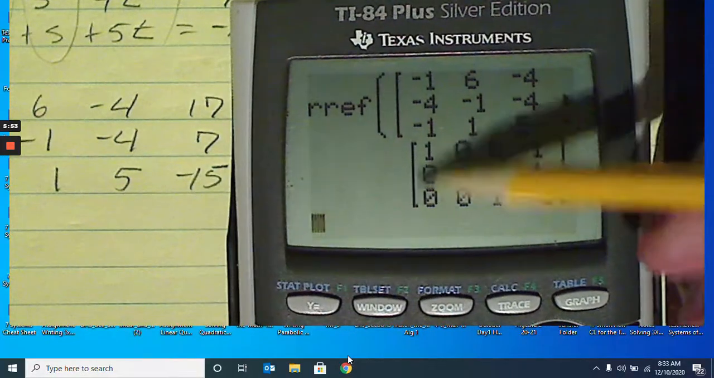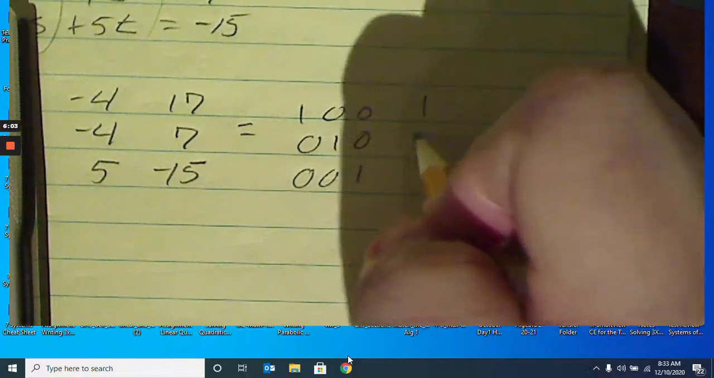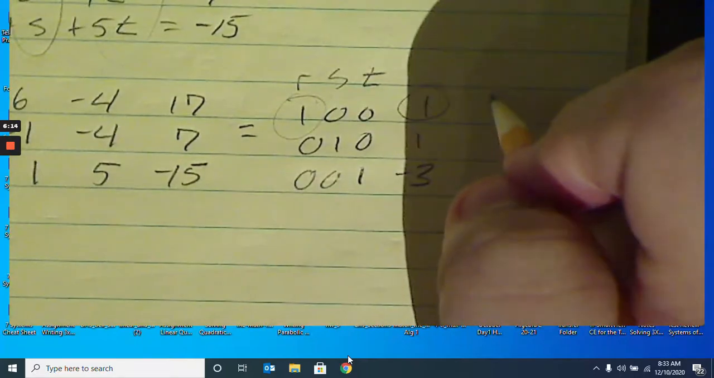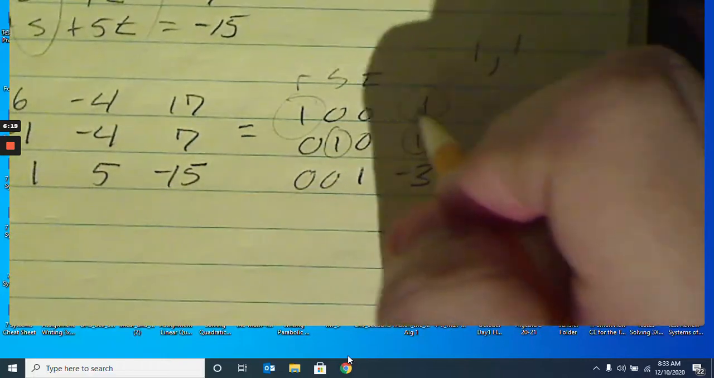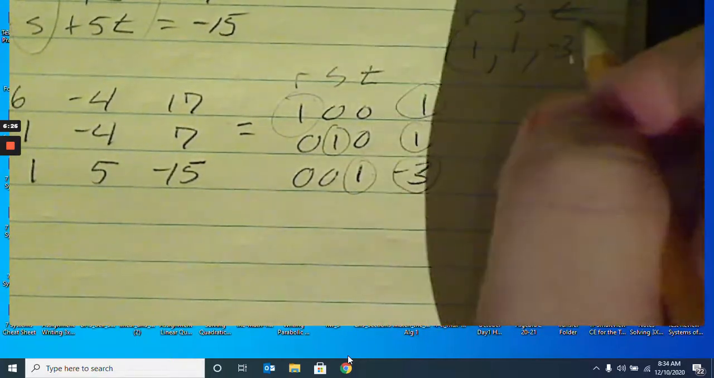Okay, my identity matrix here, and then my different variables. So if I write that, that's 1 0 0 0 1 0 0 0 1. That's 1 1 -3. Okay. So again, if this is the RST column, that means that R is 1, S is 1, T is -3. So this is RST. That's your ordered triple.